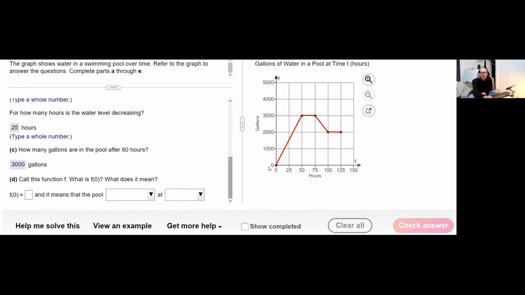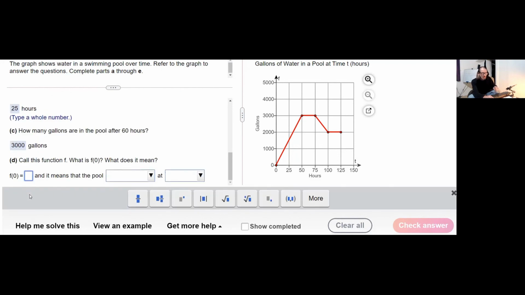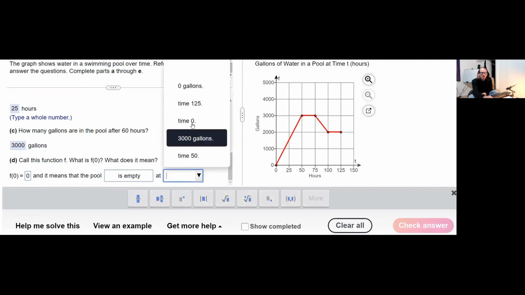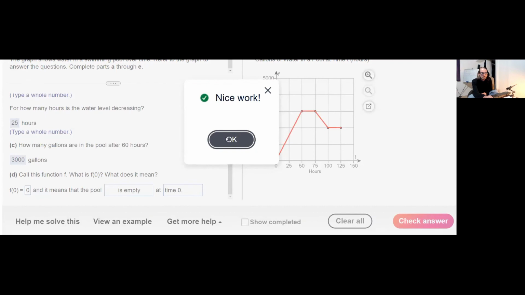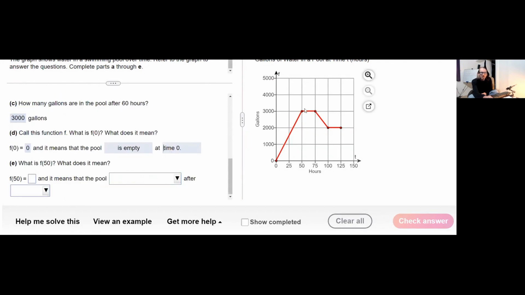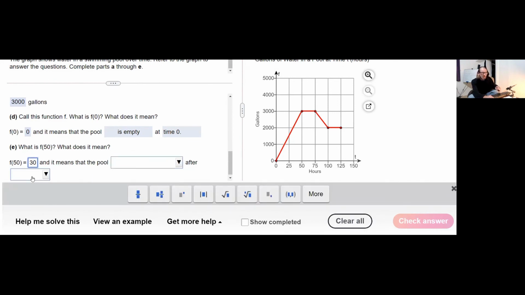F of 0 is 0. That means that the pool is empty, meaning there are 0 gallons at 0 hours. Whereas f of 50, y when x is 50, that's 3,000. So that means that there are 3,000 gallons in the pool after 50 hours.